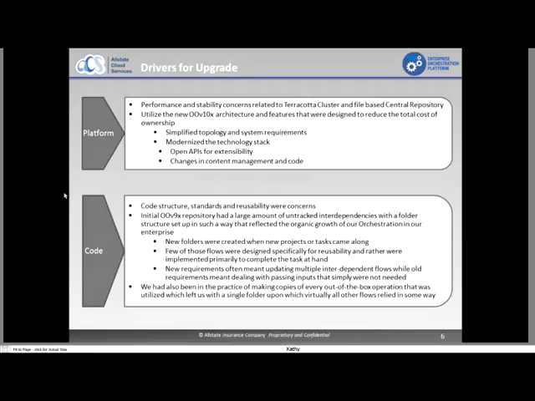So another thing, even before we moved forward with the upgrade, of concern was really our code structure and standards and reusability, as we continue to grow and take on additional work. So within 9, our repository really had a large number of untracked interdependencies. So basically, as requests came through, as projects were initiated, we created a folder to satisfy the task at hand.